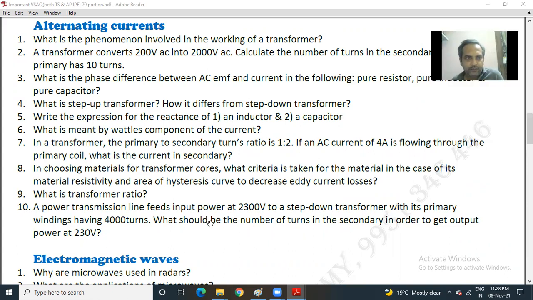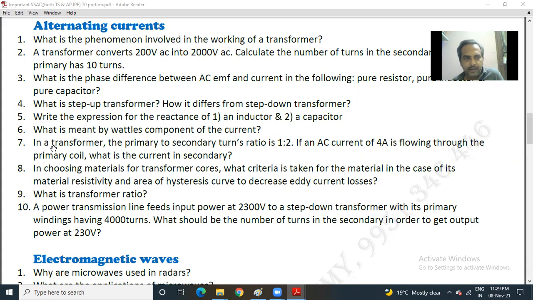And moving to fourth, what is a step-up transformer? How does it differ from a step-down transformer? 5. Write the expression for the reactance of bit 1, an inductor, bit 2, a capacitor. 6. What is meant by wattless component of the current?